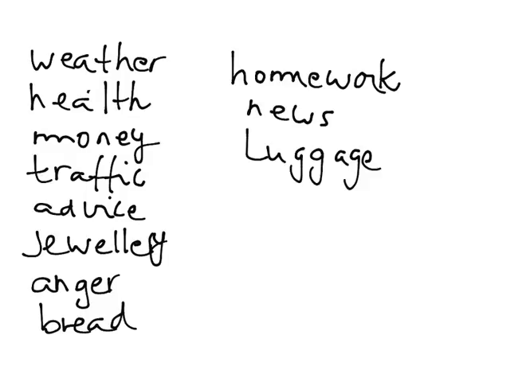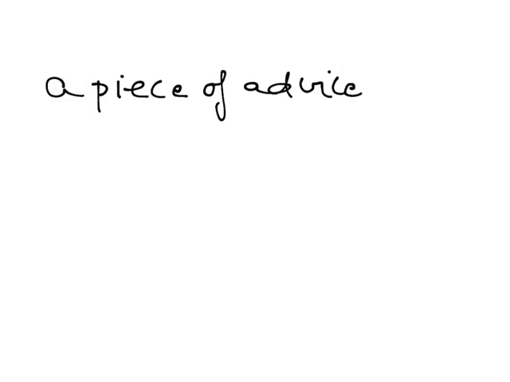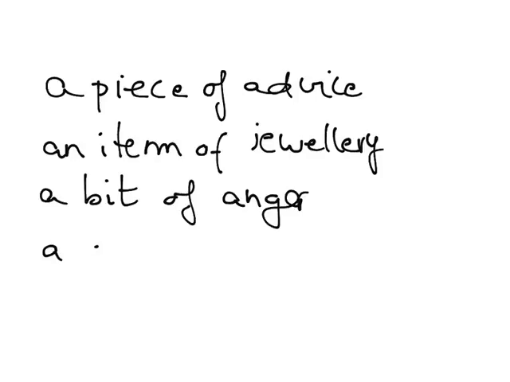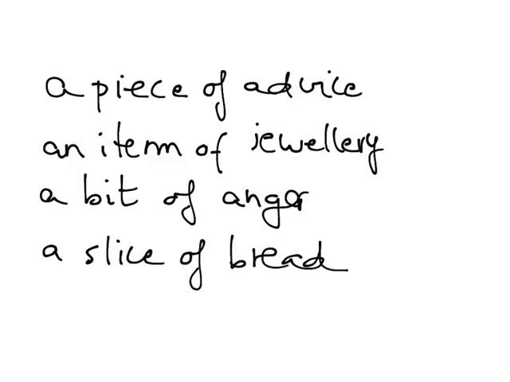Now, if these words are uncountable in English, how can we make them countable? How can we do this? By using expressions: a piece of advice, an item of jewelry, a bit of anger, a slice of bread. This is how we make them countable.